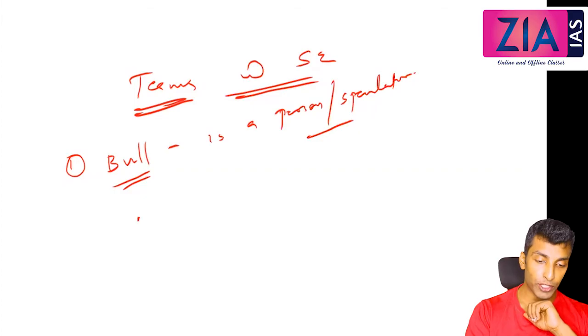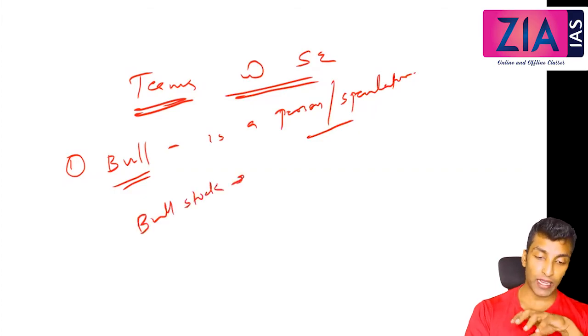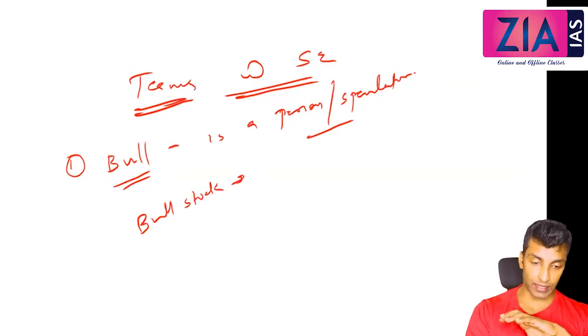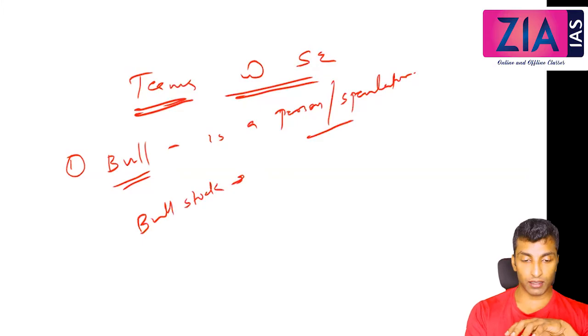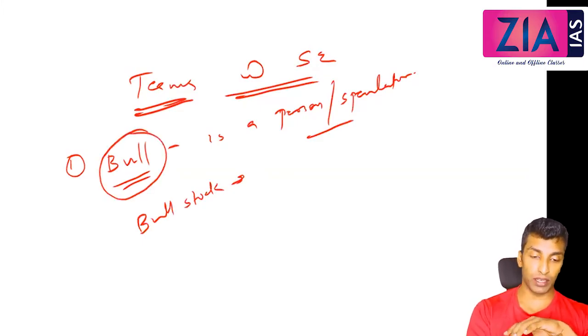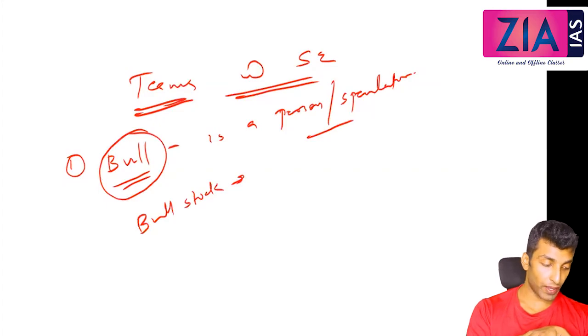So what do you mean by bull stock? The shares whose prices are rising. So you are expecting the prices are going to rise, so that is what? Bullish investor. Okay, then what about bullish market? Bullish market. So bull stock, bullish market.